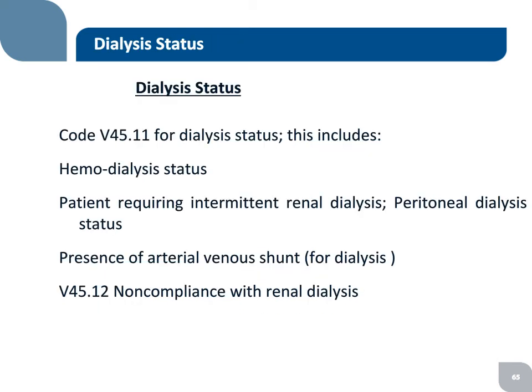Dialysis status, the status of dialysis, V45.11. Or the noncompliance with dialysis, V45.12. That's a status code that you would want to code at least once a year. Now, this is not the code for admission for dialysis, because there is a separate code for that. This just means my patient gets dialysis. Once a year, we put that on the claim. It actually has a pretty high value.